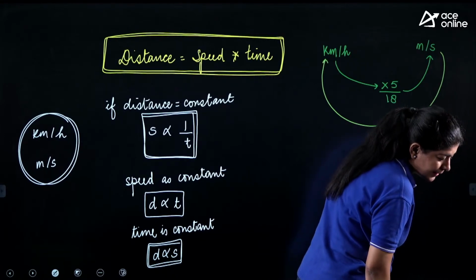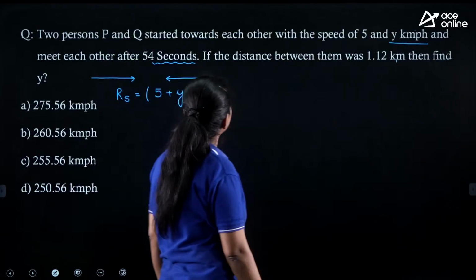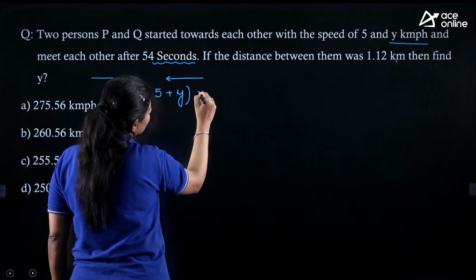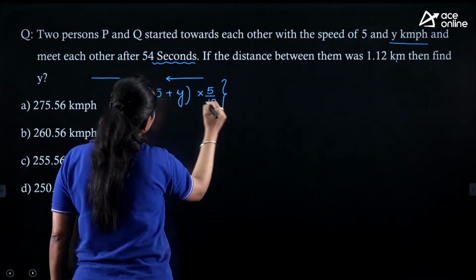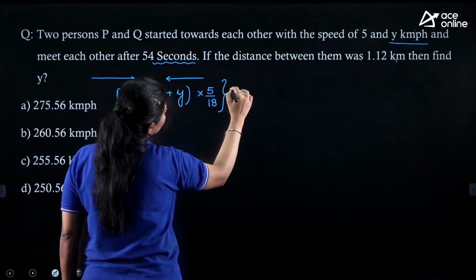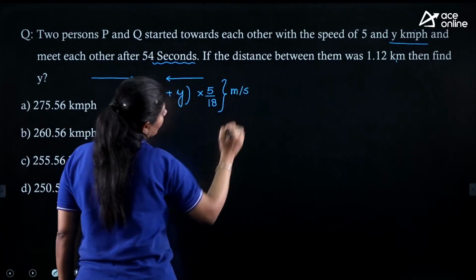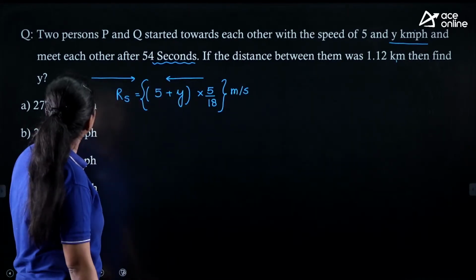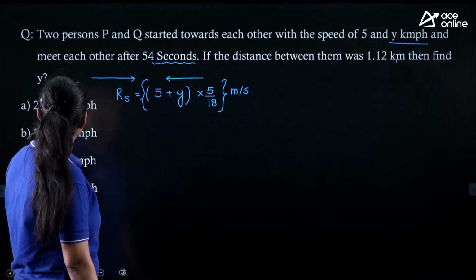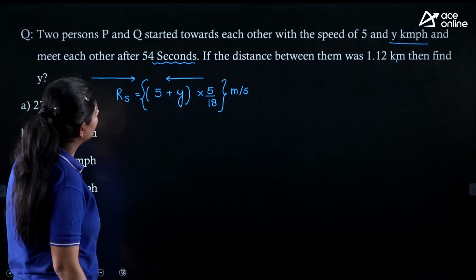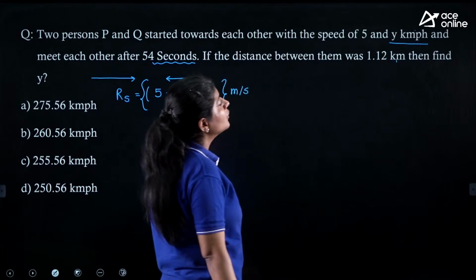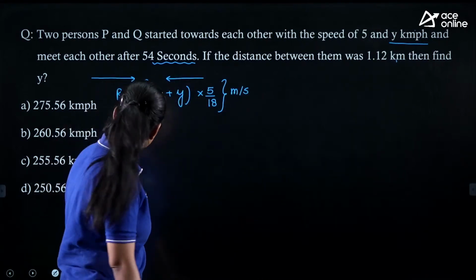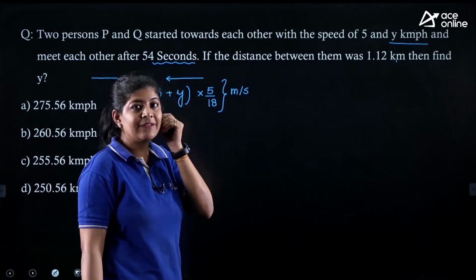Very good, Simhardi. Okay, so what I need to do is just multiply it by 5 by 18, and whatever speed I get is in meters per second, right? Now, there's one more thing given over here: they meet after 54 seconds, okay. If the distance between them is 1.12 kilometers, okay, so are we able to calculate the relative speed?